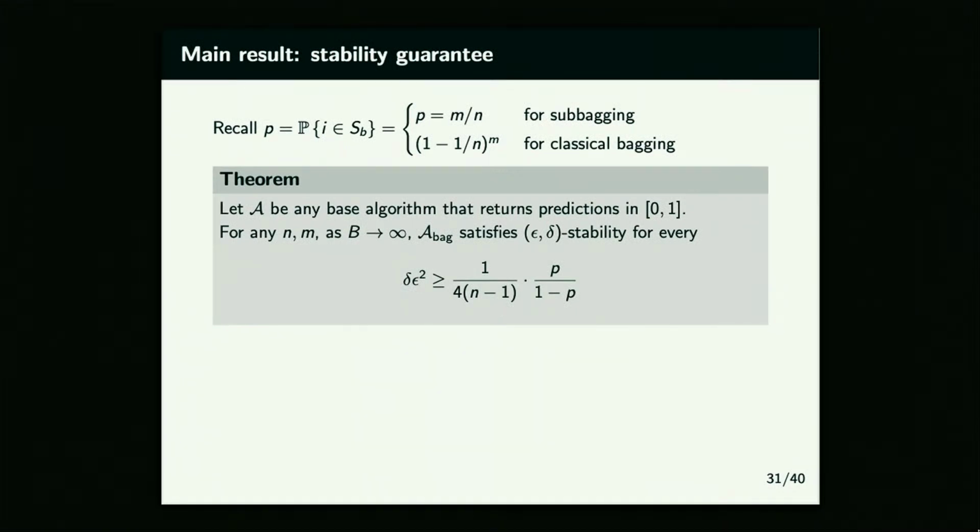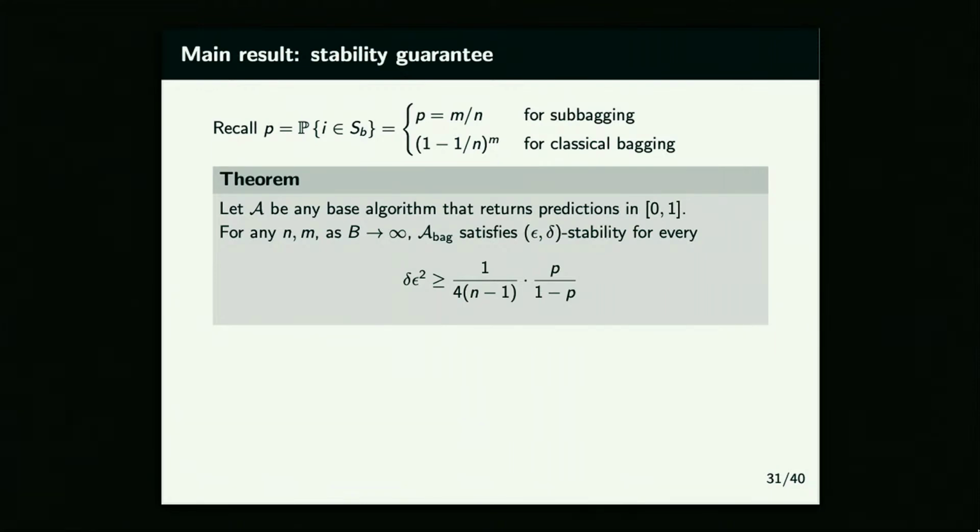Sorry, I think I might have a typo here, but anyway, P is the probability of a data point being in a particular bag. So we often have P being a constant somewhere between 0 and 1, like for example for bootstrap, or for sub-bagging with m equals n over 2. What this tells us is that for absolutely any base algorithm, if the predictions it outputs lie in a bounded space, then as you take the number of bags to infinity, stability is automatically satisfied with no assumptions on the data set, on the test point, or on the algorithm aside from boundedness, for any epsilon and delta that are larger than this threshold. So we'll see in a second how that plays out, what that means.